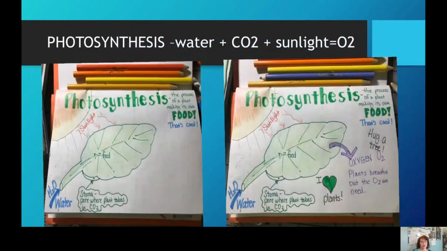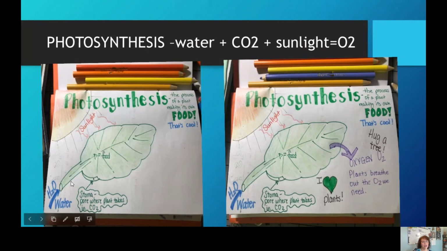This is my book. On the left, it's the beginning where I drew the sun, I drew a leaf, I drew the sunlight coming into the leaf, and I drew the water coming in through the leaf. And then on the back of the leaf, it has these little holes, and they're actually called pores, like the pores on your skin. They are little holes where the CO2 goes in, the carbon dioxide that we breathe out. It goes into the leaf on the back.